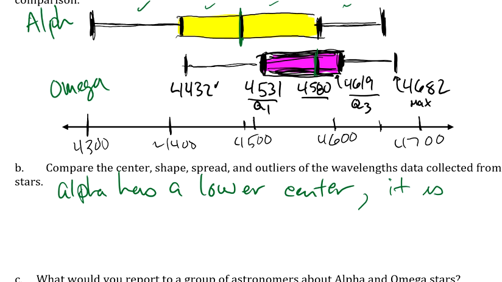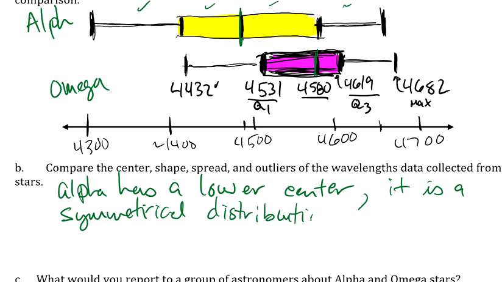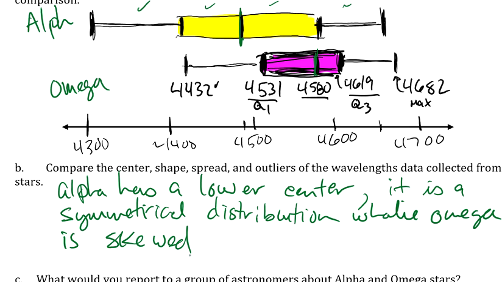Alpha is a symmetrical distribution, while omega is skewed. I'm just saying that because if I look at this point where the median is, and Q1 and the minimum, it appears that it's skewed left to me. I'd want to look at a histogram to really be definitive about it.